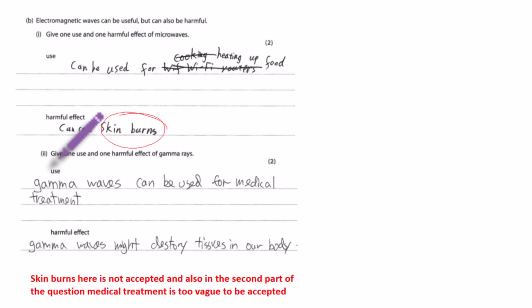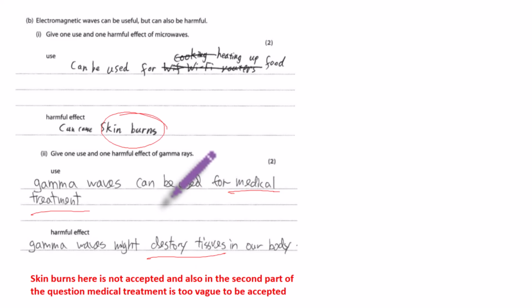Use is gamma waves can be used for medical treatment. Gamma waves might destroy tissue in our body. Medical treatment and destroy tissue, all right? Skin burns here is not accepted. And also in the second part of the question, the medical treatment is too vague, exactly. So the student should have said medical tracing, okay? Or in the treatment of cancer, let's say radiotherapy. This is also acceptable. And gamma waves can destroy tissue. This was just barely acceptable.